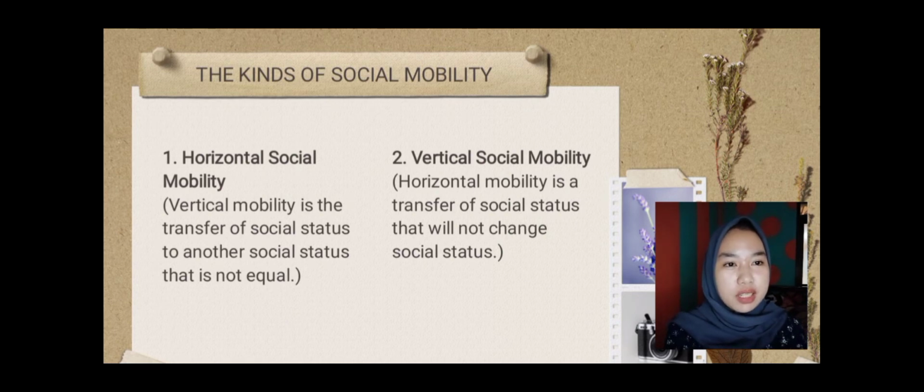Vertical social mobility is a transfer of social status that will not change social status.